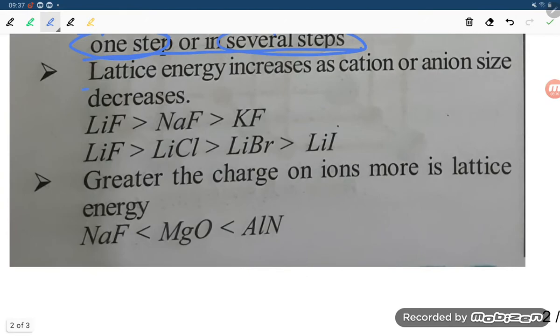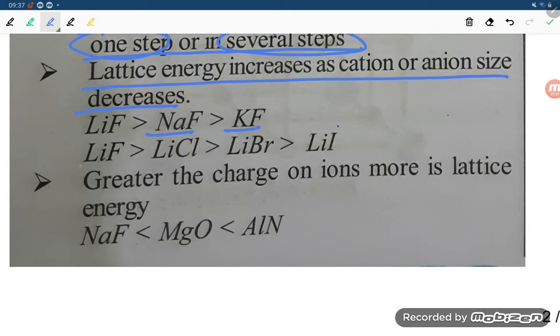Next, lattice energy increases as cation or anion size decreases. So LiF has the highest lattice energy, then NaF, KF. If both ions have the smallest size, the lattice energy will be very high.